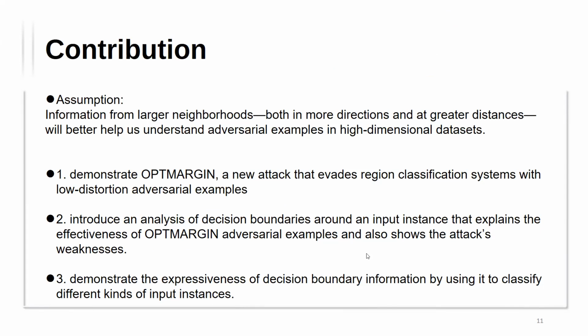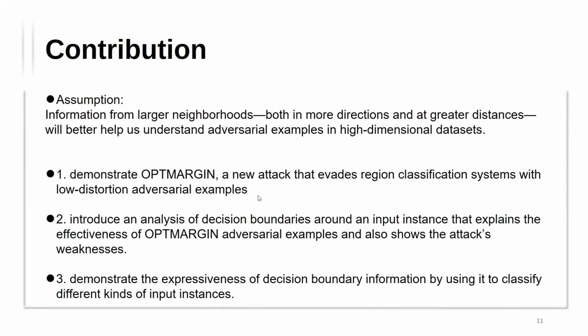So their assumption is that maybe if you can go to more directions and at greater distance, then those adversarial samples might compromise the previous defense. That's straightforward. So basically, the paper is split into three parts.